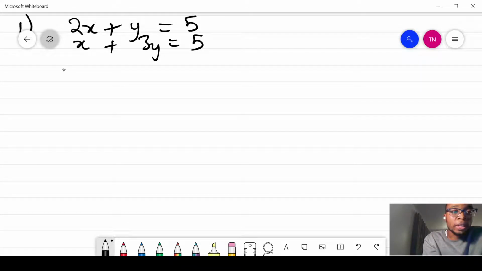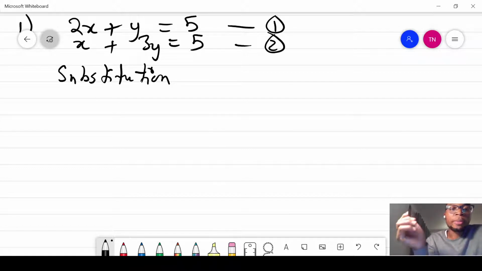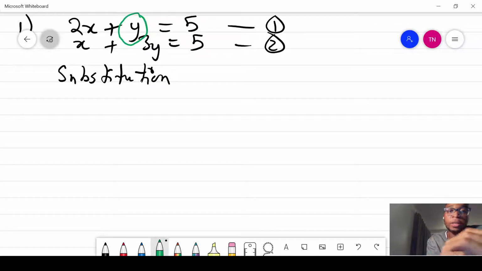First, let's start solving this by substitution. If you're going to be solving this by substitution, we choose either equation 1 or equation 2 and make one of the variables the subject of the formula. In equation 1, it will be easy to make y the subject of the formula because you just move the other value to the other side. And in equation 2, it will be easy to make x the subject of the formula. So let's just choose equation 1 and make y the subject of the formula.